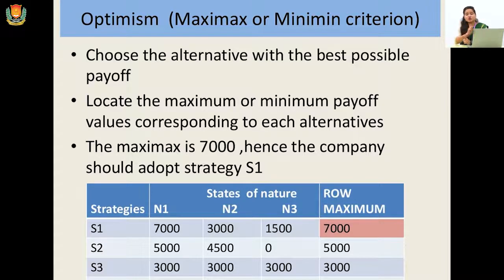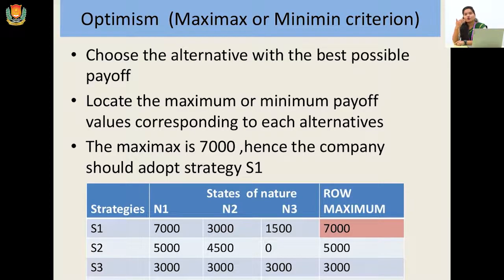That means you need to find all the maximum criteria and opt for the maximum one. And in the minimum, you find the minimum cost or minimum time period, and there you opt for the minimum value, the value which you derive. Okay, so we have the example that the maximax is 7,000, hence the company should adopt strategy one, because there is a concept which we use in decision making under uncertainty, that there should be row maximum and column minimum.